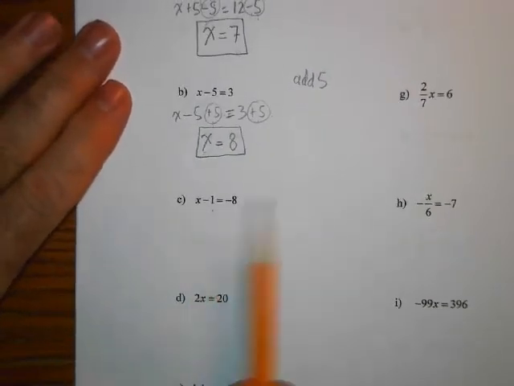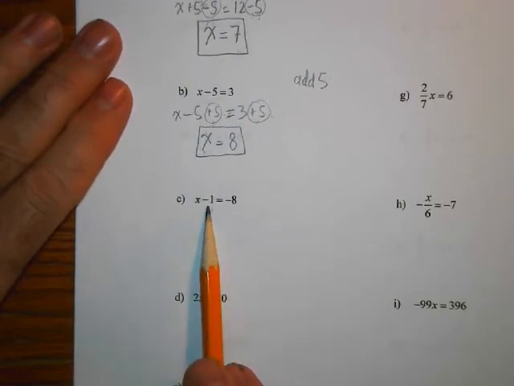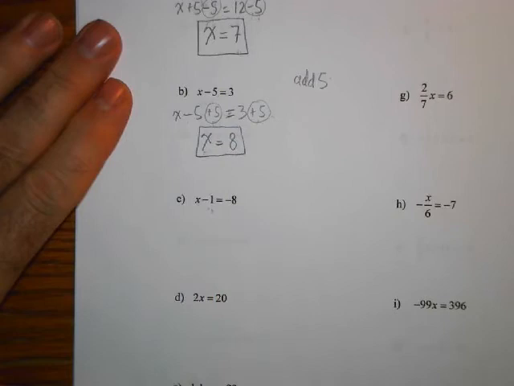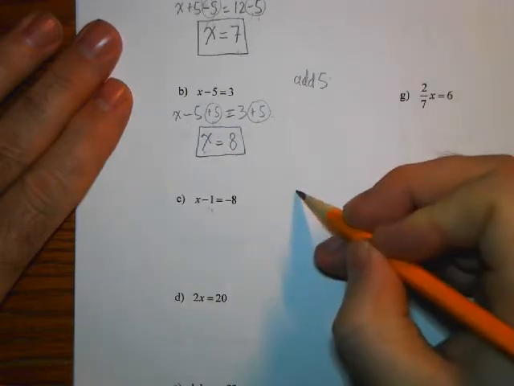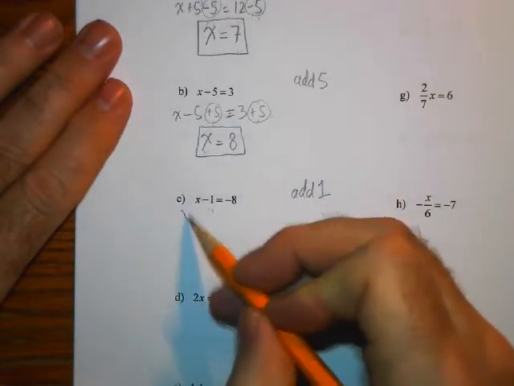So this time, what's happening to the x? Well, we're subtracting 1 from it. So let's do the opposite of subtracting 1. That would be adding 1. Okay, so I'm going to add 1 to both sides.